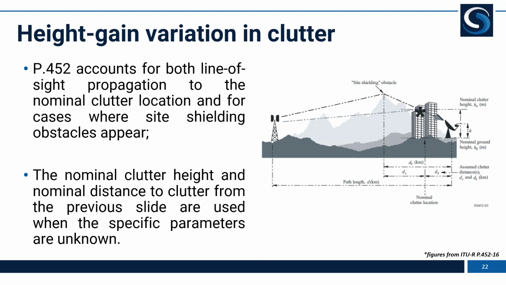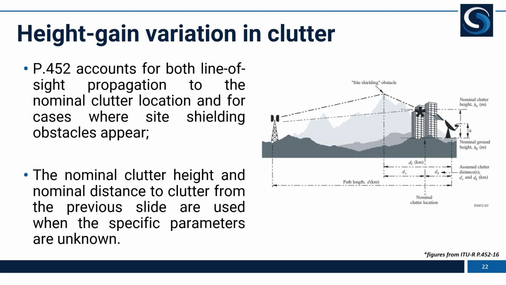One final word on clutter calculations is that P452 accounts for both line of sight propagation to a nominal clutter location, but also if the path is shielded behind an obstacle, when there is diffraction in the path as well. This can be seen in the image on the right. There is a gray line which goes directly from the transmitter. It goes into an urban area, and within that urban area where that asterisk is located, that energy is diffracted or makes its way through the clutter that there is and is received at the receiver location.